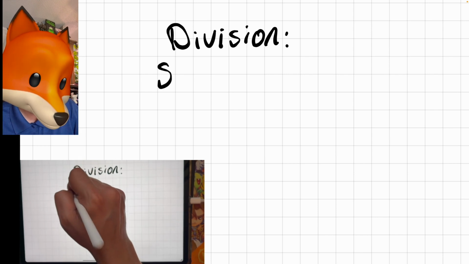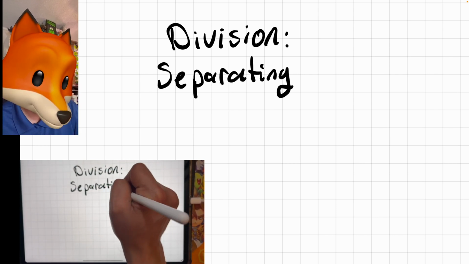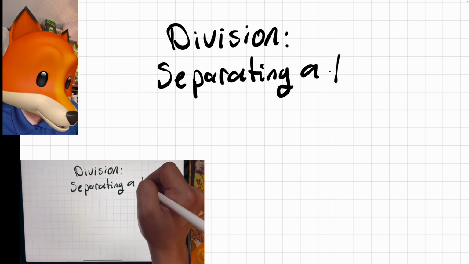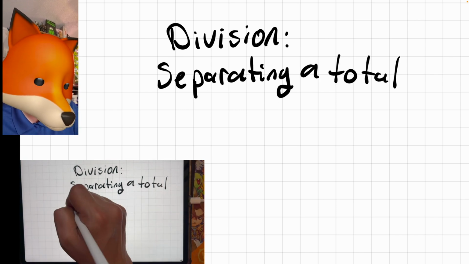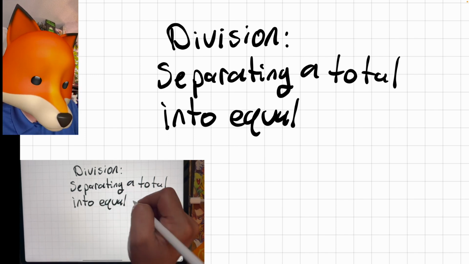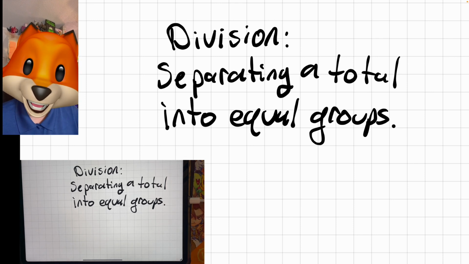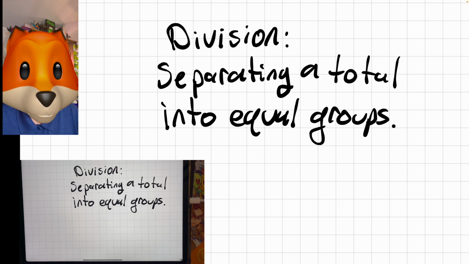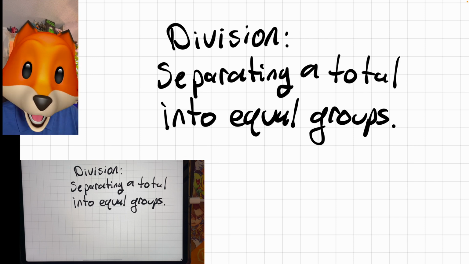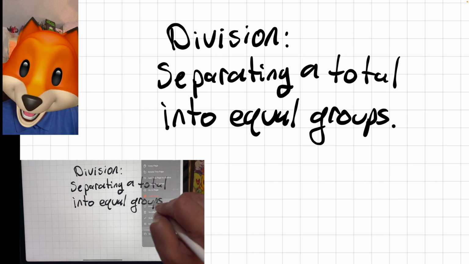Division. Separating a total into equal groups. So multiplication was putting equal groups together to get a total. In division, we're going to get a total and see how many times we can take equal groups out of it. Easy peasy. Alrighty, so let's see what that looks like.